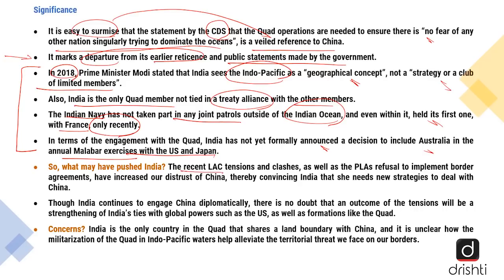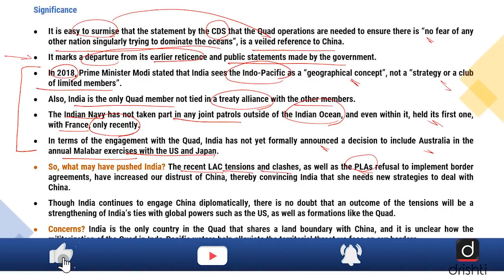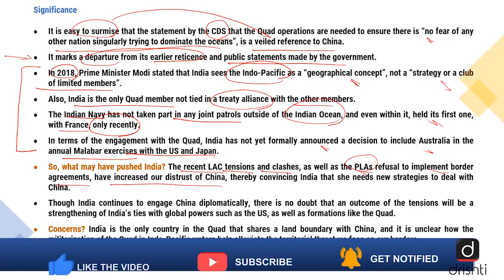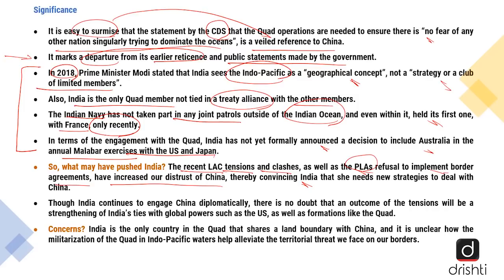Now, the recent LAC tensions and clashes, as well as the Chinese army's refusal to implement border agreements, have increased our distrust of China, thereby convincing India that she needs new strategies to deal with China. Now, though India continues to engage diplomatically, there is no doubt that an outcome of the tensions will be a strengthening of India's ties with global powers such as the US as well as formations of the Quad. However, we need to stress that India still believes in engaging with China diplomatically.